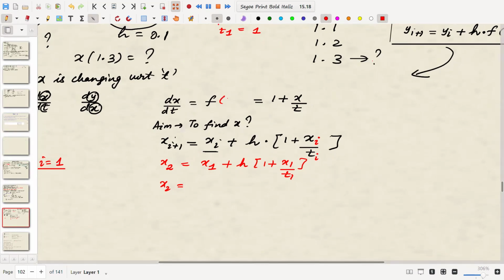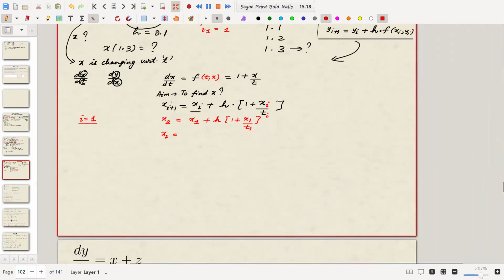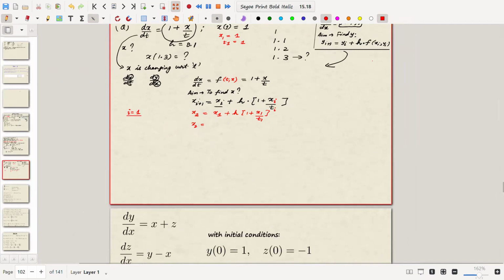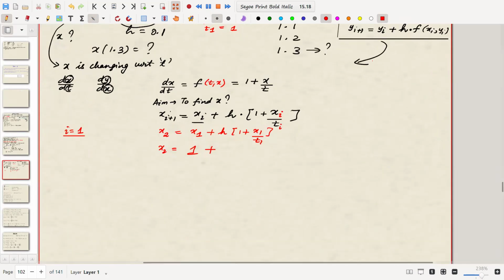Good. f of t comma x. That means you are understanding the notation right. So as told, x2 is x1 plus h into 1 plus x1 by t1. So what is x1? x1 is 1 plus h. What is h? 0.1 times what? 1 plus 1 by t1. What you will get?